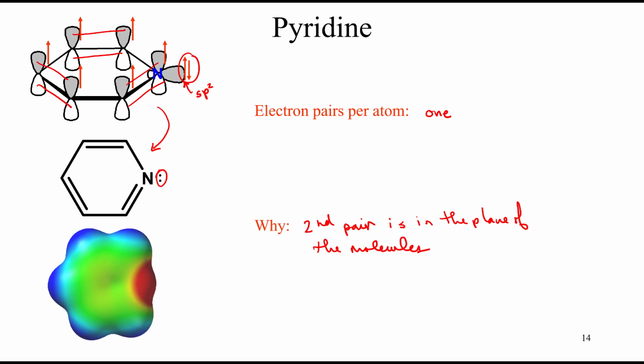Now, if you look at the electrostatic potential map for pyridine, what you see is something interesting: you see this bright red spot that's down here. Part of that is because nitrogen is more electronegative than carbon, but the reason for the big red spot is primarily that there's a lone pair that's localized on that nitrogen, whereas the pi bond is delocalized.